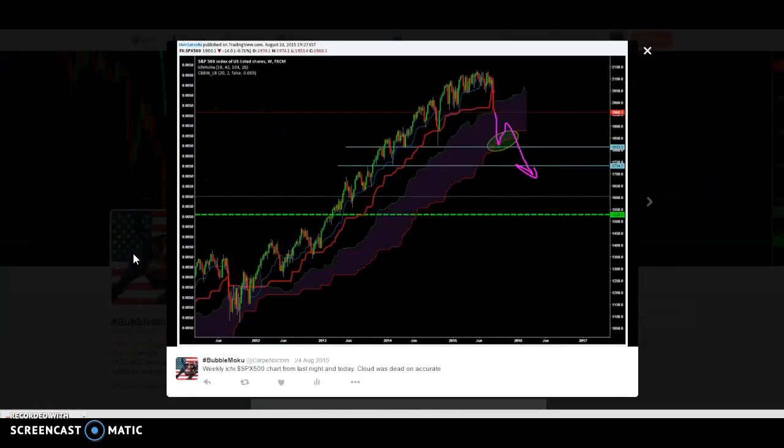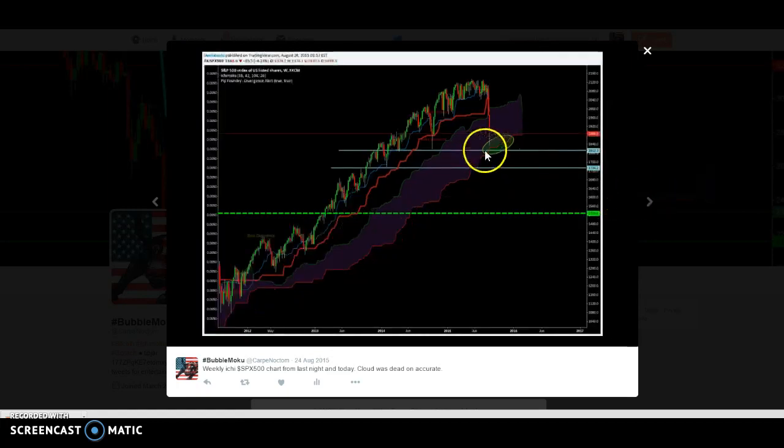So like I said, highest time frame always wins. This is an S&P on the weekly. This was August 23rd. We had what I considered a close in the cloud. This was the day before it happened. I didn't play this, but I was watching it. So the prediction was we'd hit this zone, okay? And this was the next day.